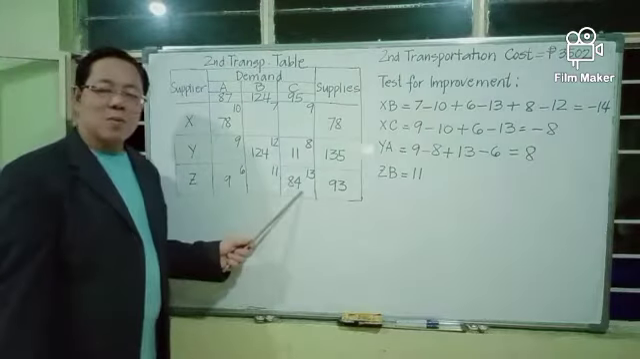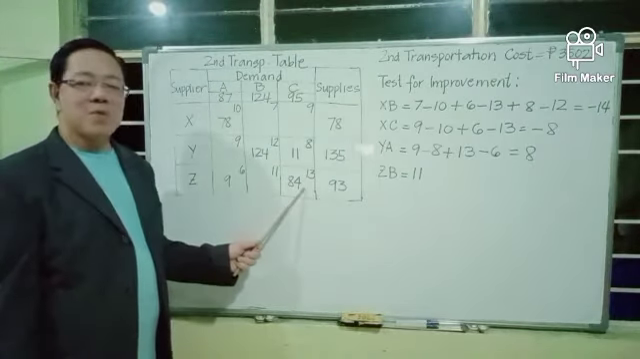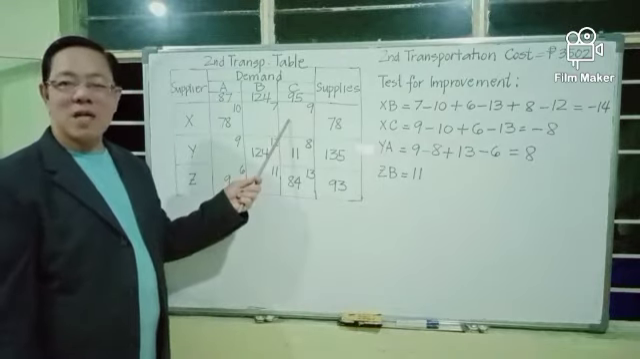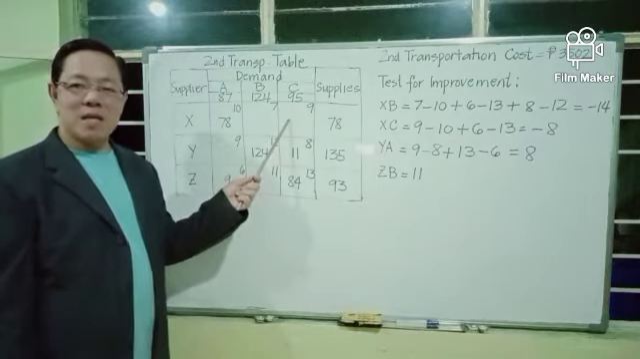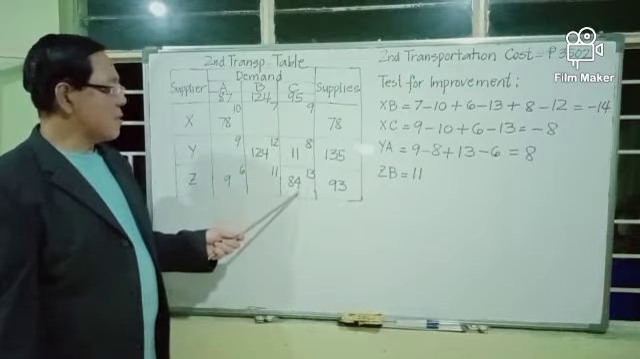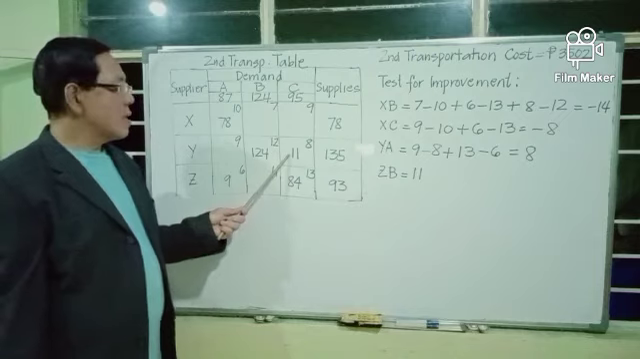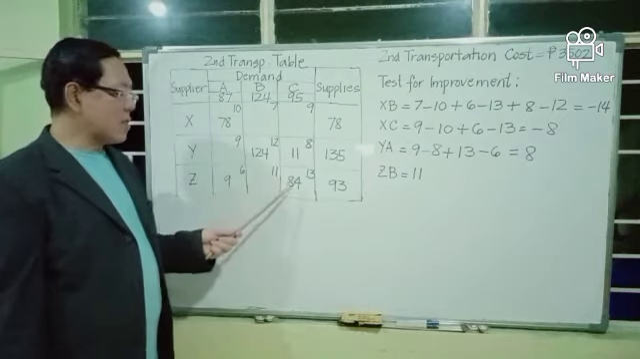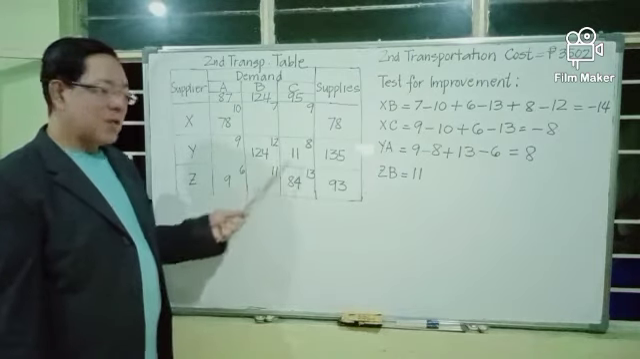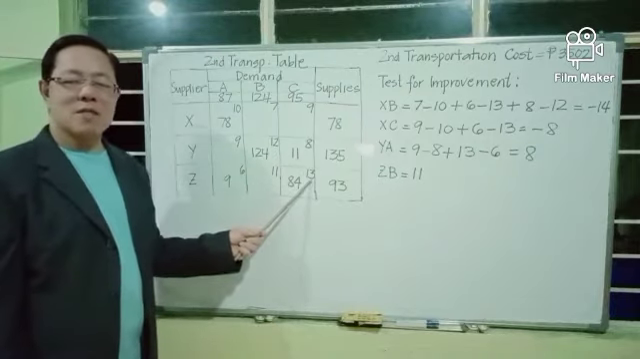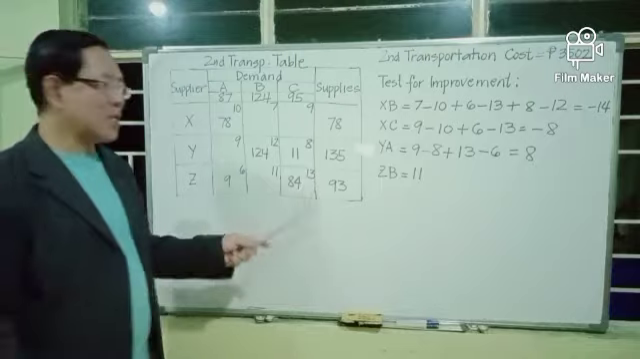After the horizontal movement to the right, the next move is vertical. If you move straight to this cell, you cannot do that because this is a vacant cell. So from 84, we move vertically upward up to 11. The cost associated with this vertical movement from 84 to 11 is the negative of this cell cost, minus 13.